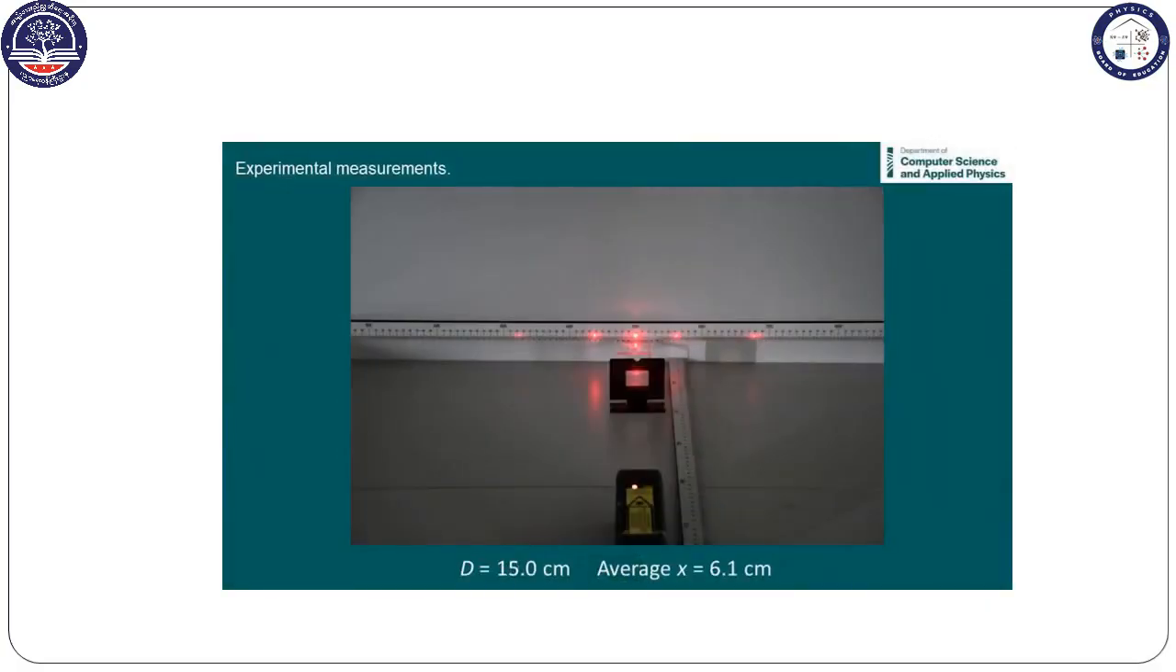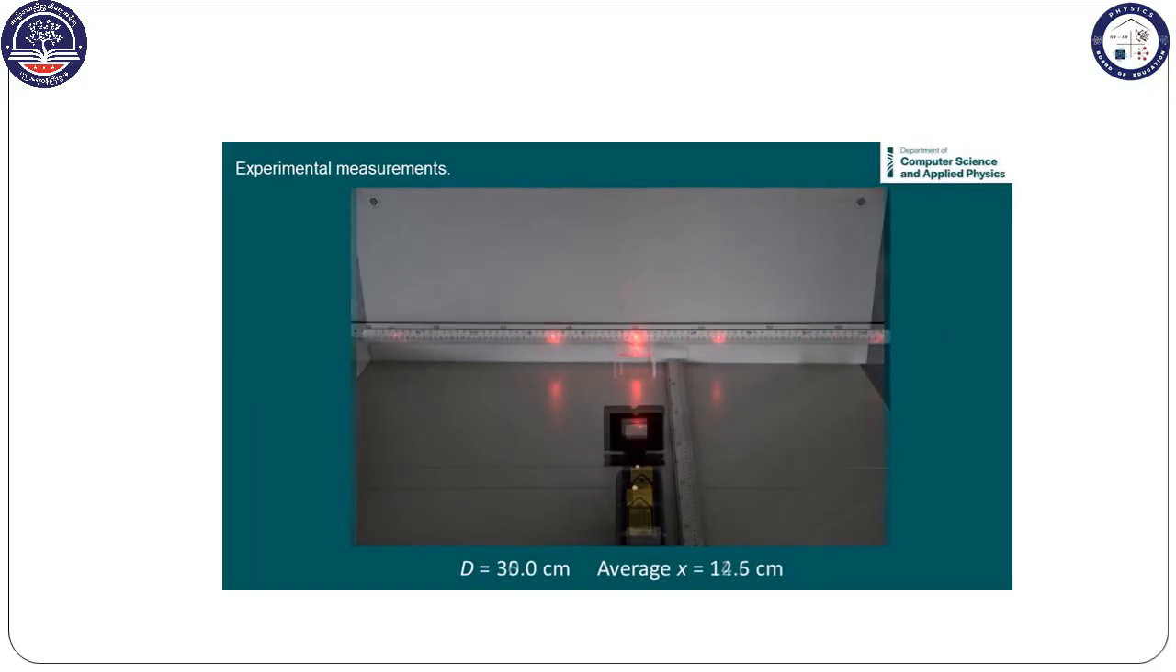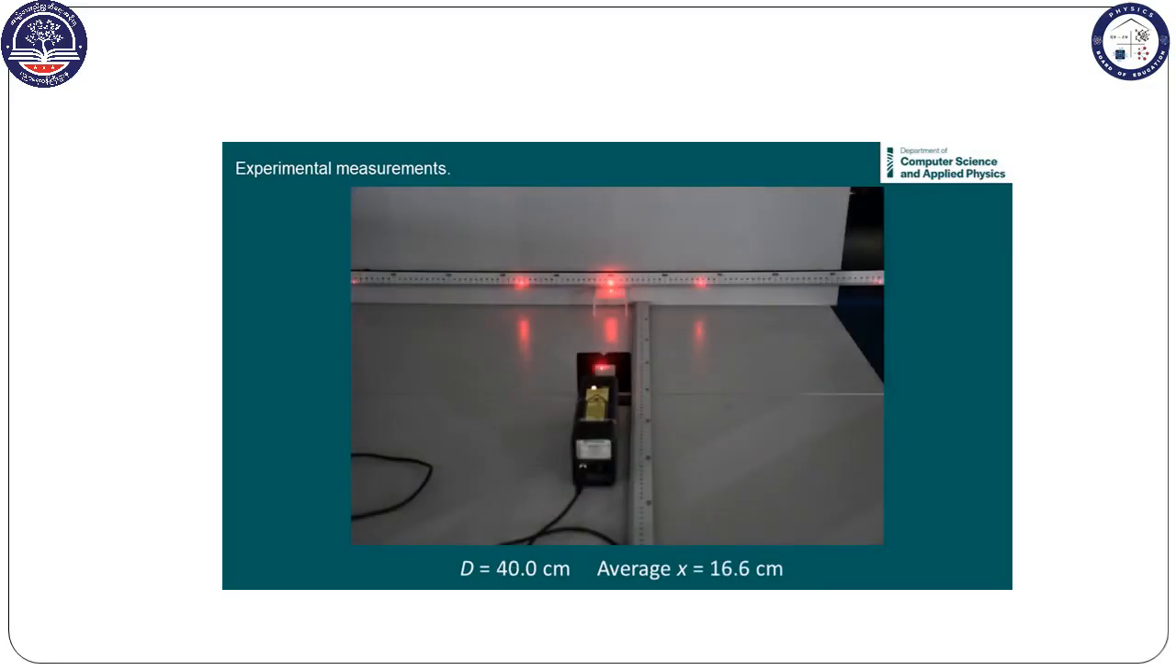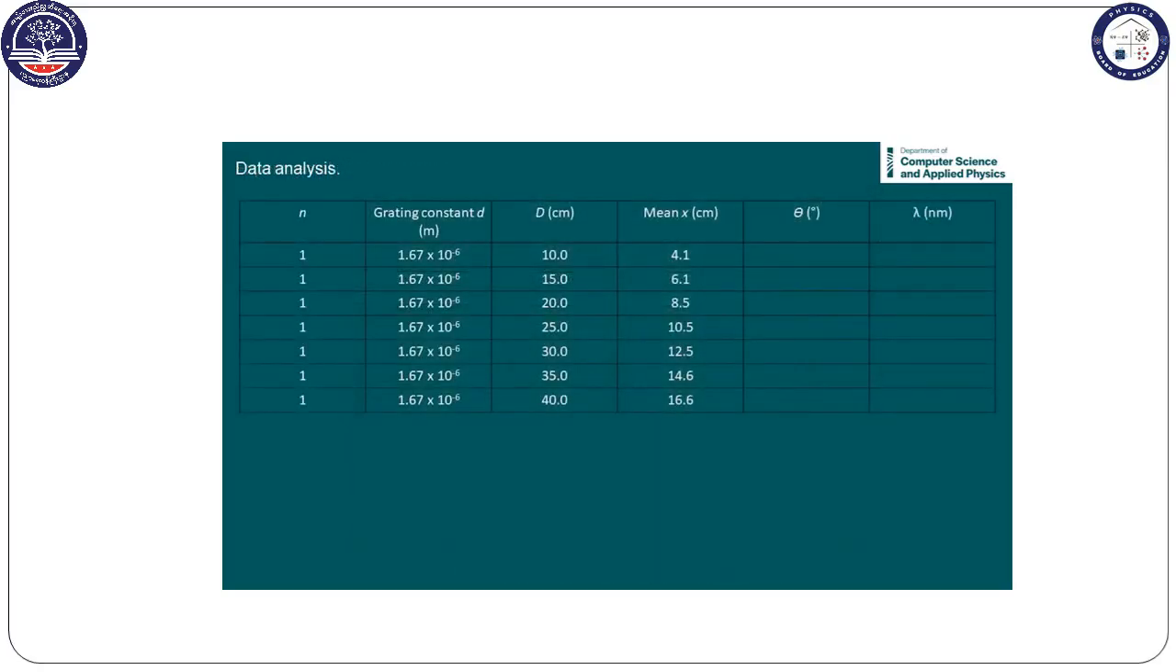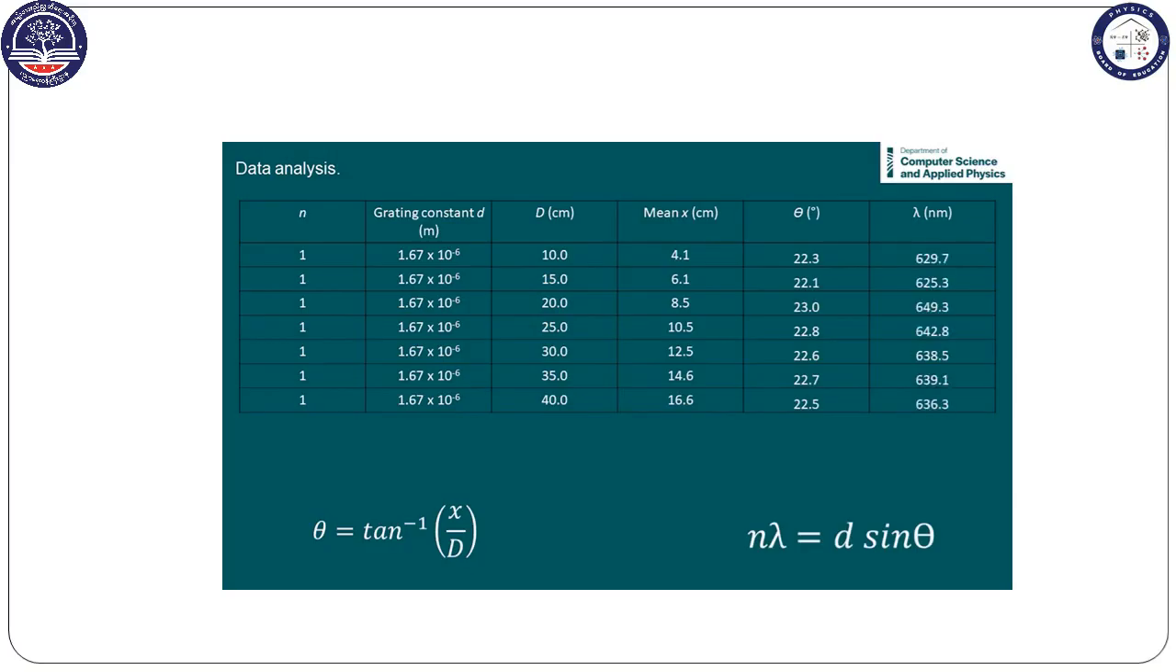So here's our experimental data. The average values of x were calculated for distances ranging from 10 centimeters to 40 centimeters in steps of 5 centimeters. Here's the table of our experimental measurements. All of our data was taken for the 1st order, and the grating constant was the same for each measurement. We can now use our values of x and d to calculate the corresponding angles theta. All of our angles look similar, so we're on the right track. We can now use the diffraction grating formula to calculate values for lambda. The average value of lambda was found to be 637.3 nanometers.